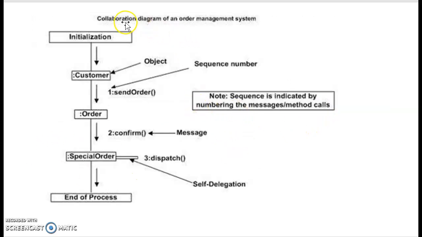So this is one of the collaboration diagrams of the order management system again. In this case, it is showing the different kinds of objects which are used. The method calls are similar to the sequence diagram. So here customer, order, and special order are the objects in this case. Now one which is send order. Initially we have seen in the sequence diagram the send order, confirm, and dispatch. These were the three different method calls in the sequence. The sequence is indicated by the numbering of the method calls.